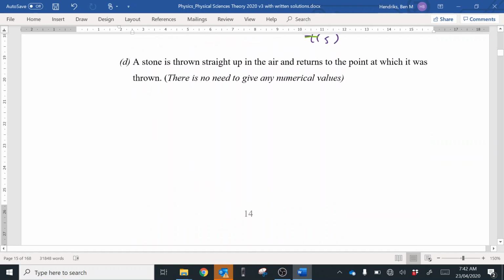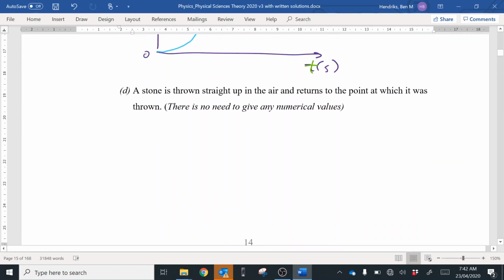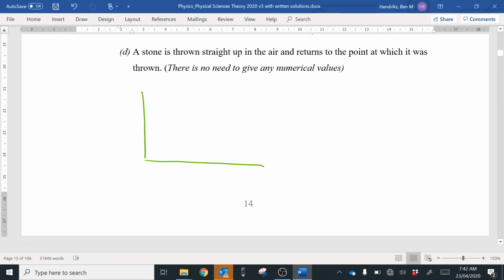Okay. Anyway, a stone. There we go. So a stone is thrown straight up into the air and returns to the point at which it was thrown. There is no need again to give numerical values. So if we draw in our axes, S in metres, time in seconds.